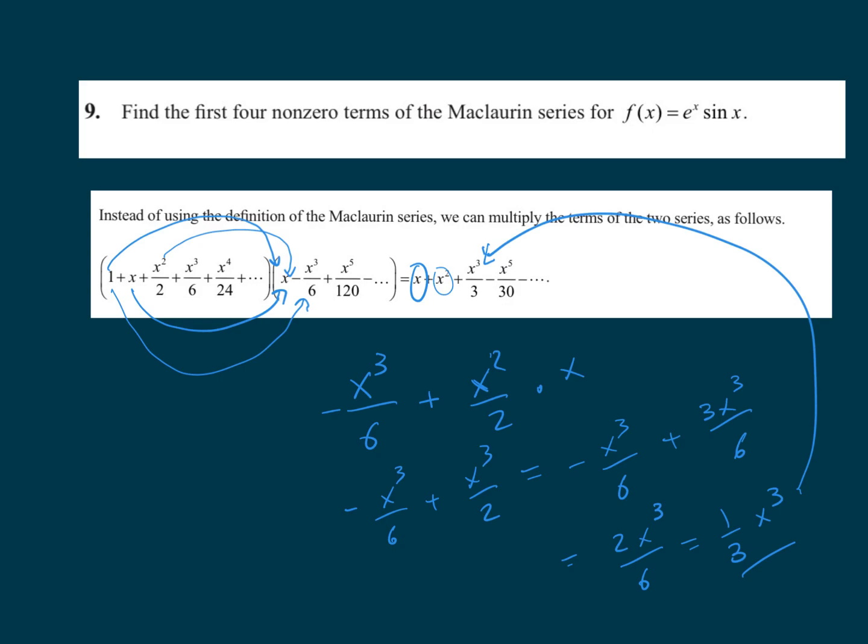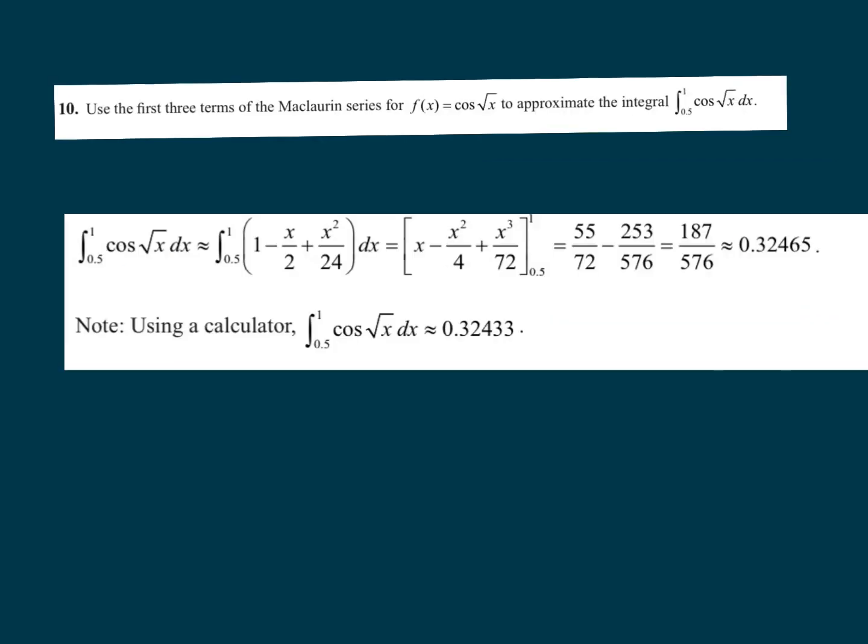Instead of this, you can do the function f of x equal e to the x sine of x and evaluate f prime of 0, f second of 0, f third of 0, and construct the Maclaurin polynomial. Also, you can do it like this. Well, I think we finished.